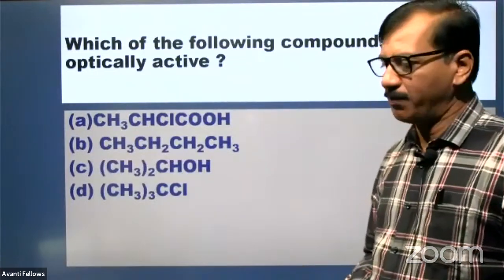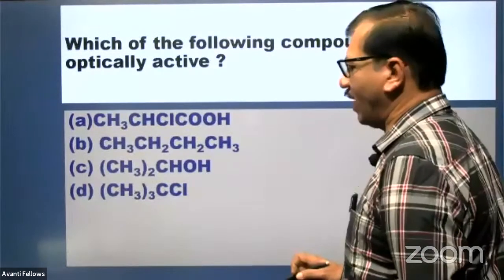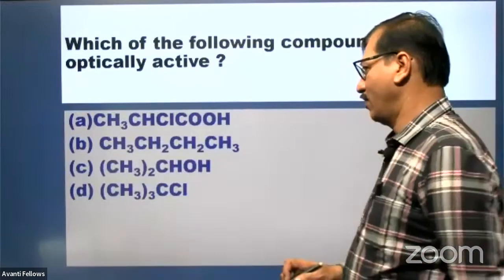Which of the following compounds is optically active? Option A. A compound is optically active if the carbon is chiral.